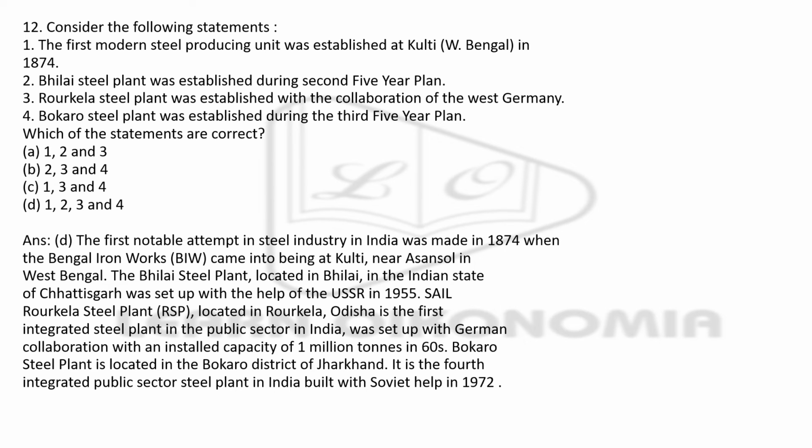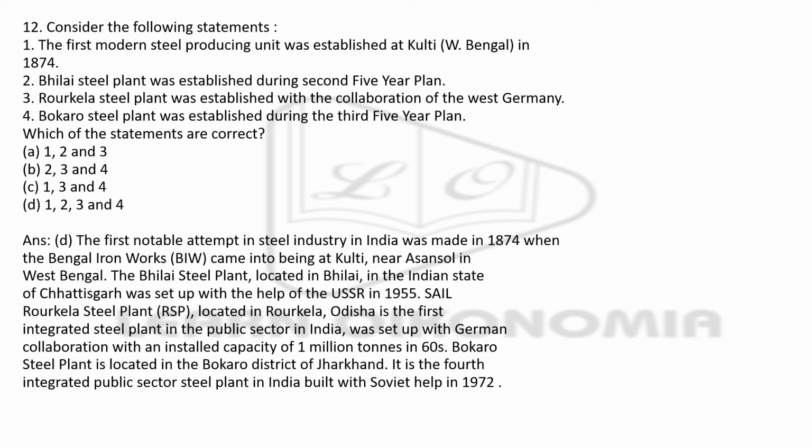Next, again you are given certain statements. The first modern steel producing unit was established at Kulti in West Bengal in 1874. Then Bhilai Steel Plant was established during the second 5-year plan. Then Rourkela Steel Plant was established with the collaboration of West Germany. Then Bokaro Steel Plant was established during the third 5-year plan. So you have to read all these statements and see which of these are correct. And the right answer is option D. That means all these statements are correct.